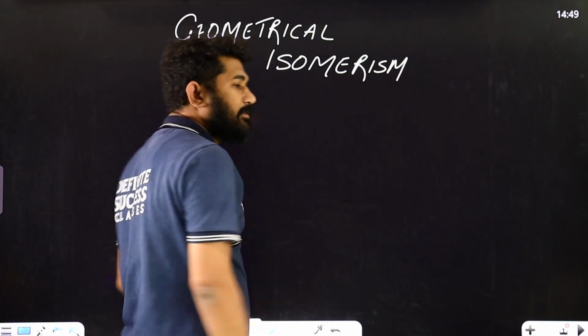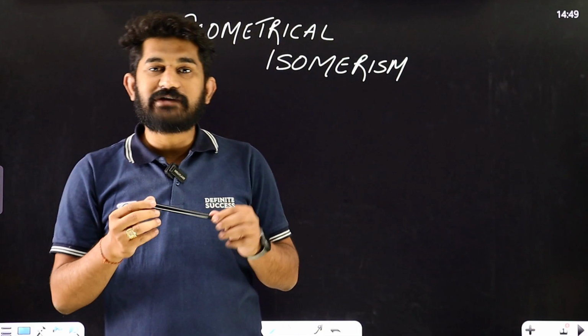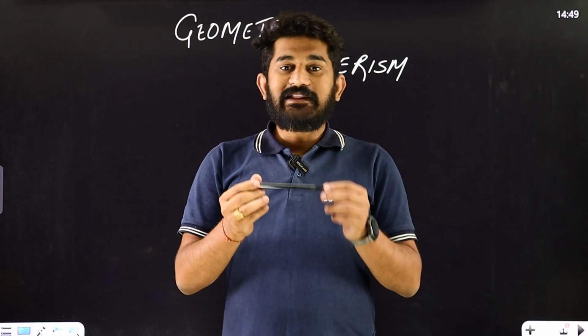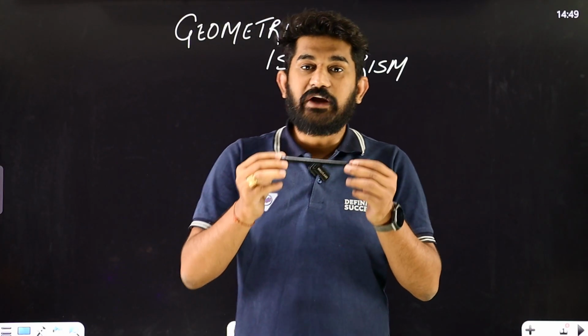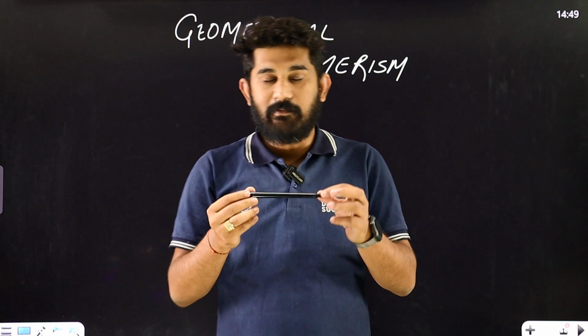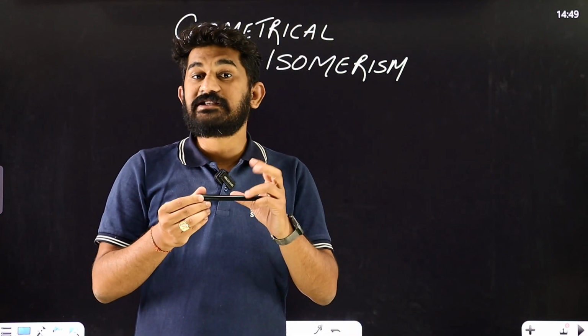Now what is stereoisomerism? In stereoisomerism we say the particular compounds have the same formula and the same arrangement of atoms, but there is a change in the orientation of atoms in space. By orientation I mean the position of atoms relative to each other in space.